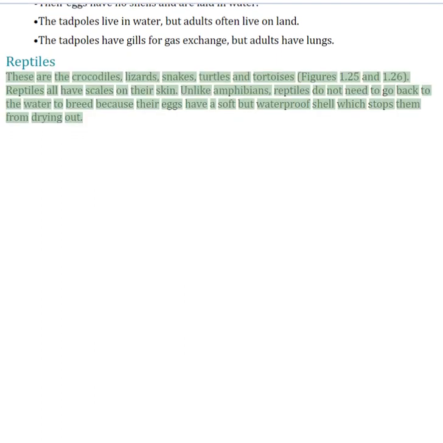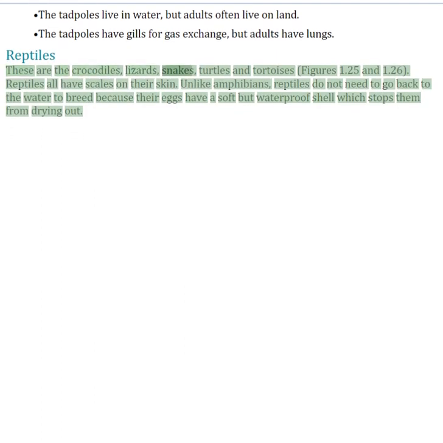Reptiles. These are the crocodiles, lizards, snakes, turtles and tortoises. Reptiles all have scales on their skin. Unlike amphibians, reptiles do not need to go back to the water to breed because their eggs have a soft but waterproof shell which stops them from drying out.